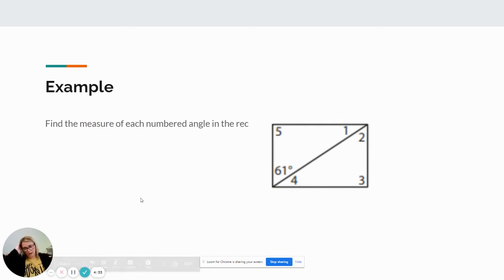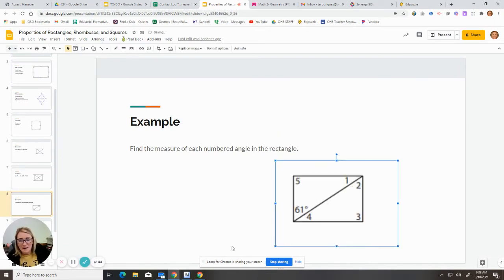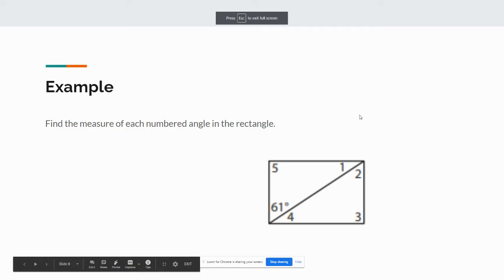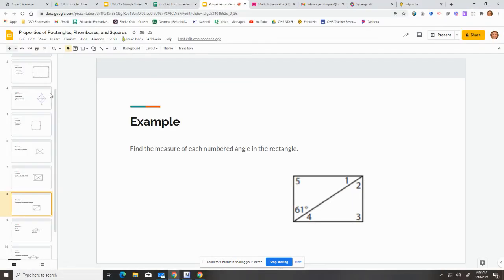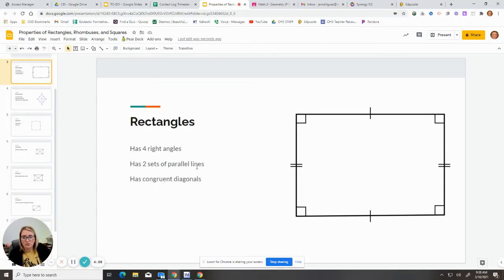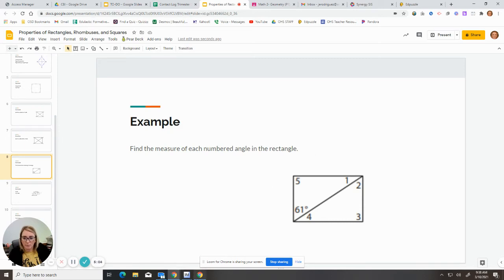All right, so now we're going to use some angle information. Okay, so this should say rectangle. Let's see if I get out of here and move this. There we go, rectangle. So we are going to be finding the measure of each angle from this rectangle. And to do that, we need to remember that we said that rectangles all have right angles, right? So we're going to use that information to be able to finish this problem.